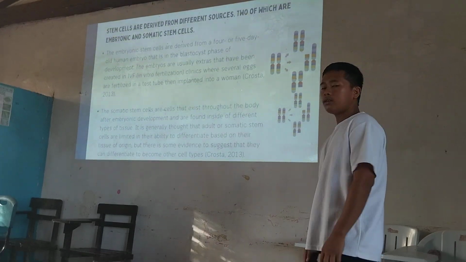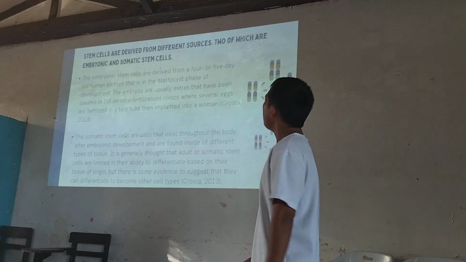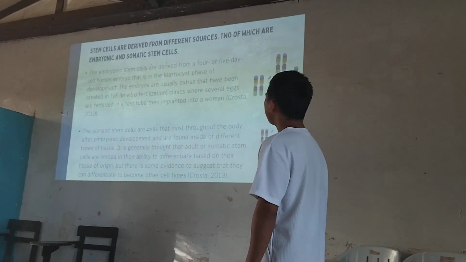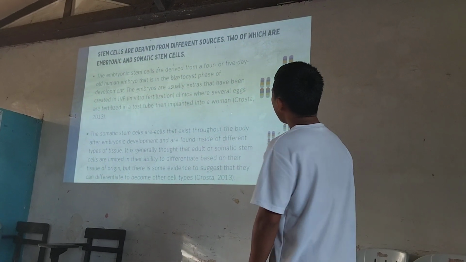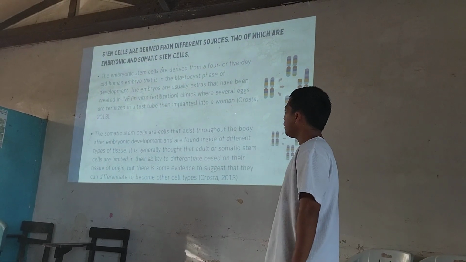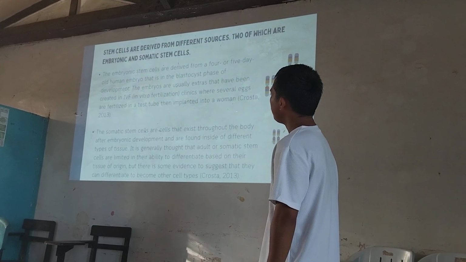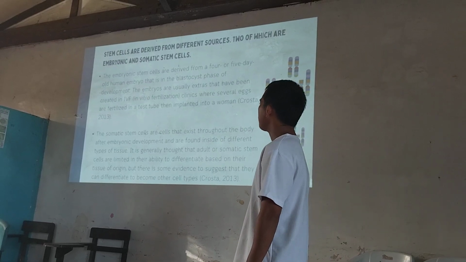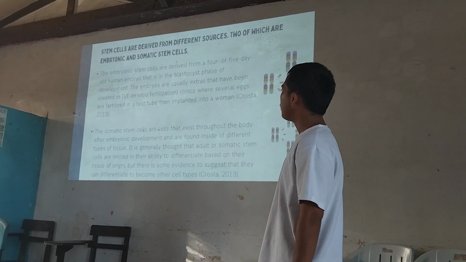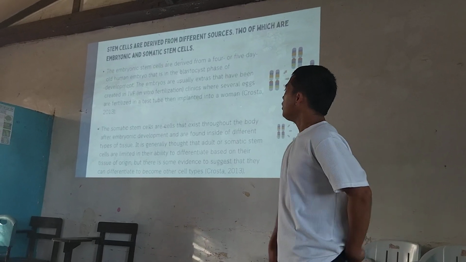The embryonic stem cells are derived from a four or five day old human embryo, that is, the blastocyst phase of development. The embryos are usually extras that have been created at IVF, or in vitro fertilization clinics, where several eggs are fertilized and attached to the woman.